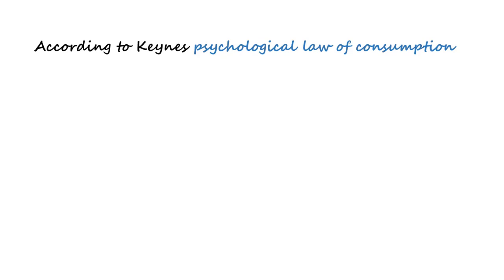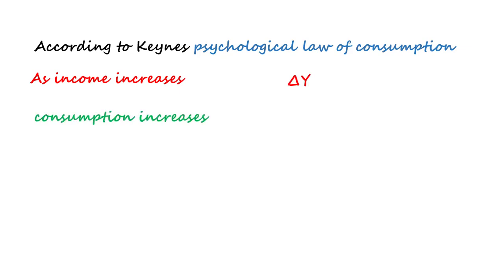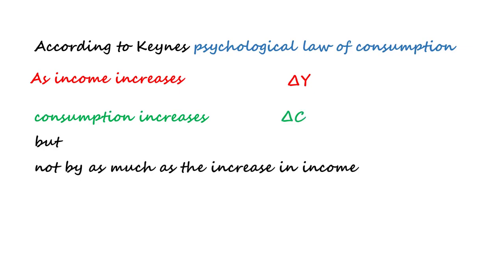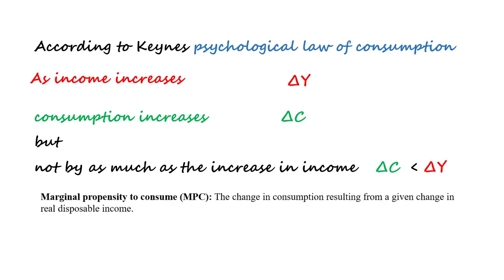According to Keynes' psychological law of consumption, as income increases, where the increase in income is represented by del Y, consumption also increases, represented by del C, but not by as much as the increase in income. That is, the change in consumption is less than the increase in income. So now we define marginal propensity to consume.